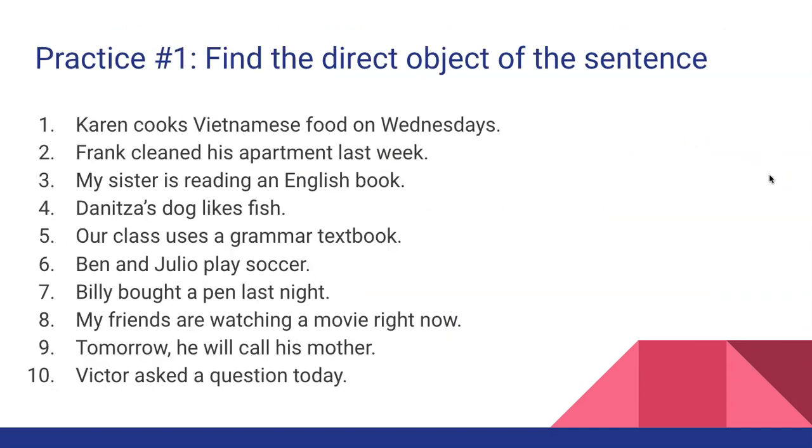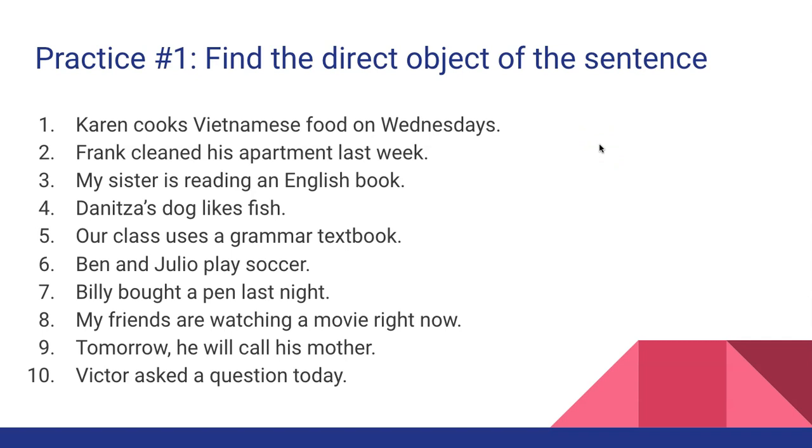So now that we understand that direct objects come after the verb and receive the action of the verb, now let's practice. Find the direct object of the sentence in these 10 sentences here. Let's do 1 or 2 of them together. Let's read number 1. Karen cooks Vietnamese food on Wednesdays. To find the direct object, you want to ask, what did Karen cook? The answer is she cooked Vietnamese food. Vietnamese food is the direct object of this sentence.